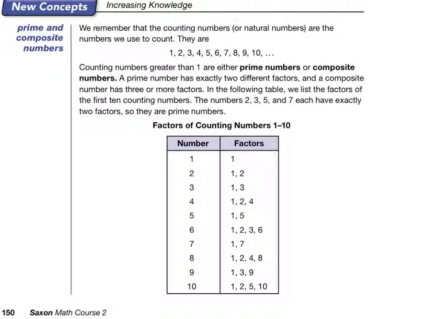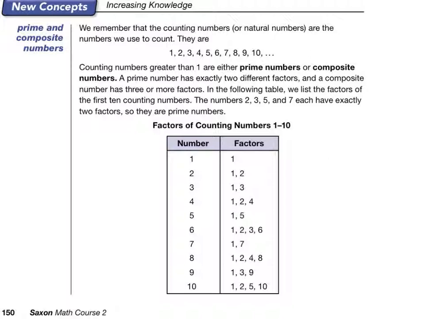So we have the factors of 1, the factors of 2, the factors of 3, factors of 4, factors of 5, factors of 6. All of the ones that have only 2 factors, so that would be 2, 3, 5, and 7, those are called prime numbers. If they have more than 2 factors, then they are called composite numbers. 1 is not prime or composite. So make sure you know what a prime number and a composite number is, and make sure you know that 1 is not prime. That's one most people get confused on.